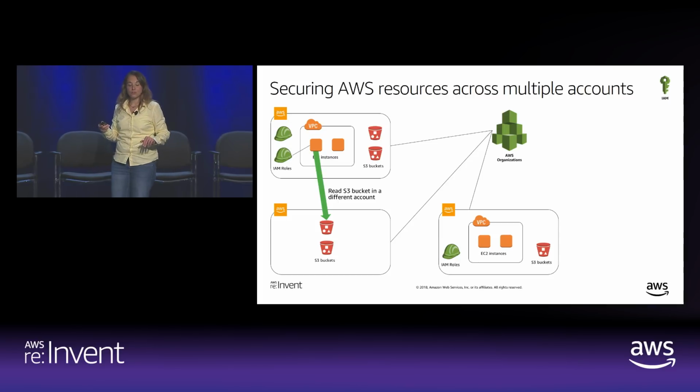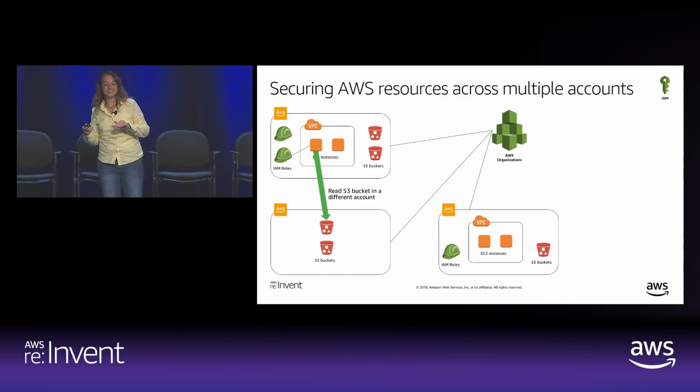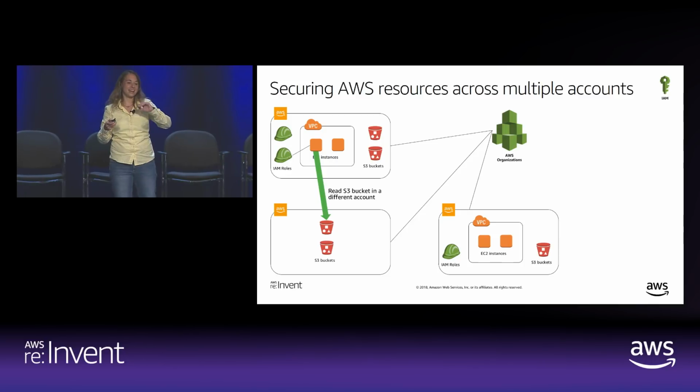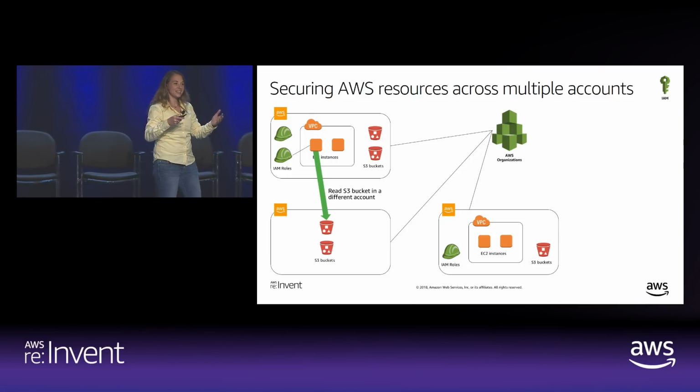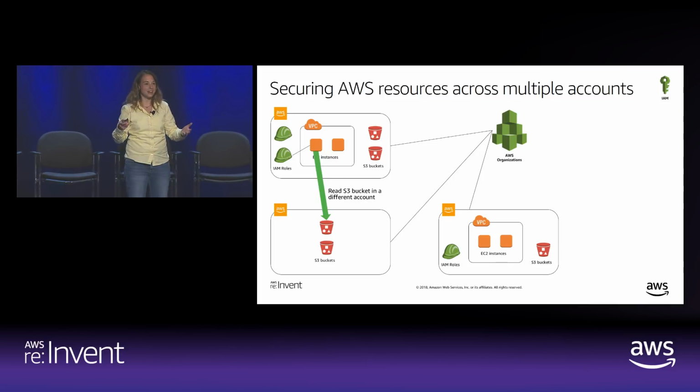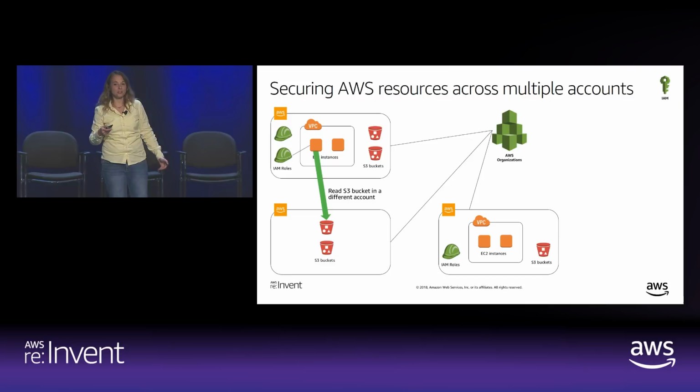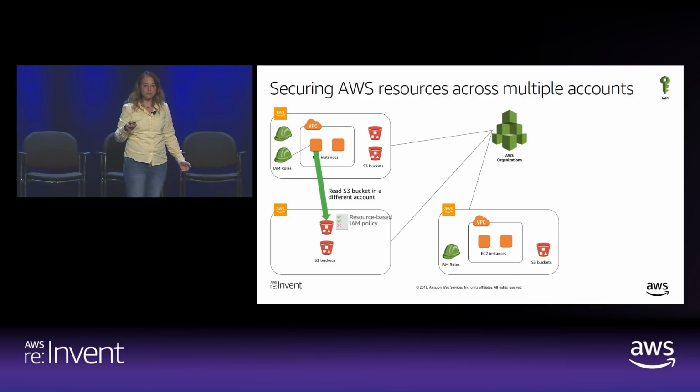Now remember what we said before. The principal policy for that EC2 instance can't just by itself unilaterally give itself permission to that bucket outside the account. There needs to be some other mechanism for doing that.